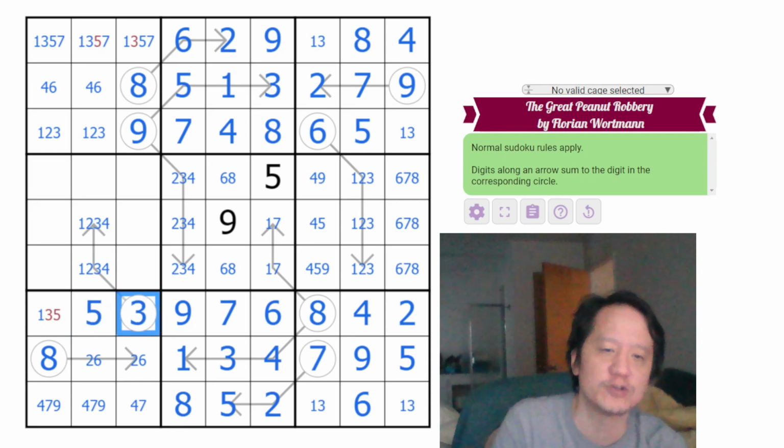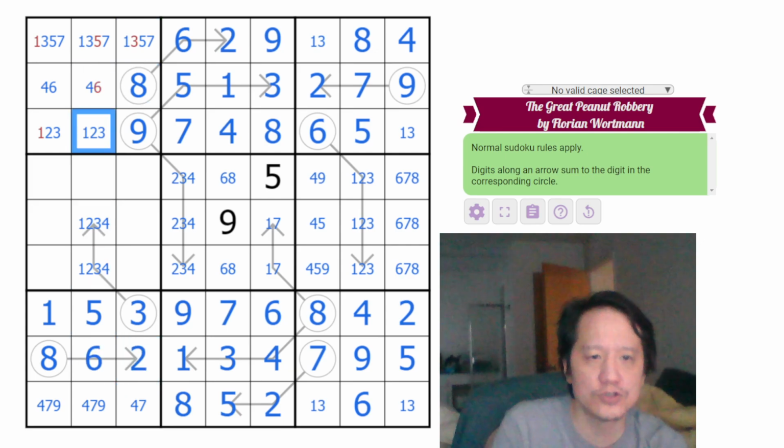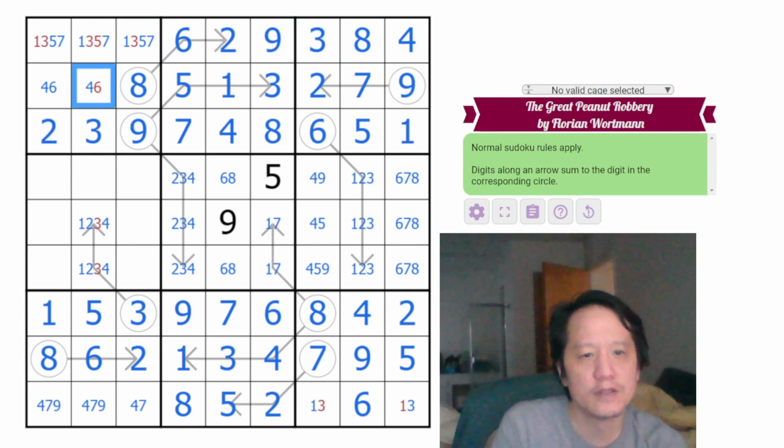So this is 5. It's this 3. This 1. This is 1 and 2. So this is 2 and 6. This is 1 and 2. So this is 3, 2, 1, 3. This is 4. This is 6. This has to be 1. This has to be 1.